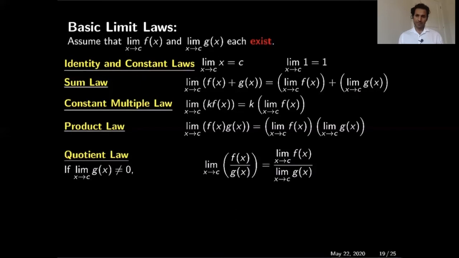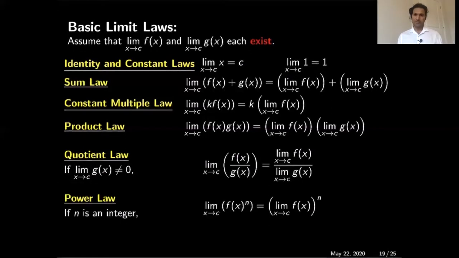The quotient law is very important, and it can only be applied if the limit of the bottom function exists and is non-zero. It says that you can compute the limit by computing the limit of the top and the bottom. But notice that the assumption matters. You cannot use this law if the bottom limit is equal to 0.